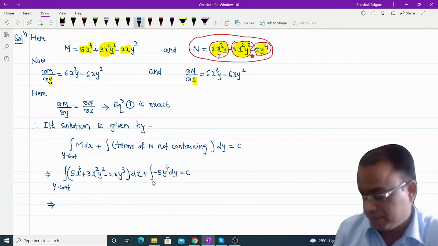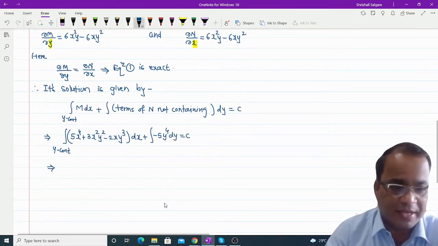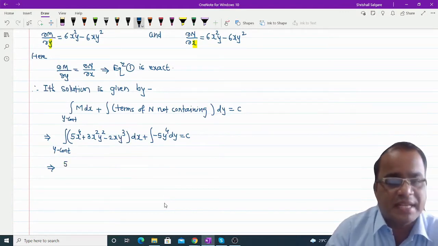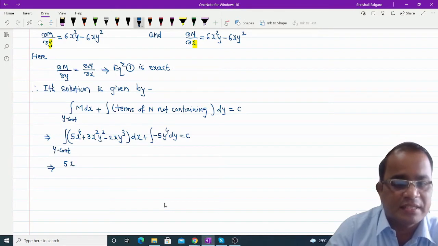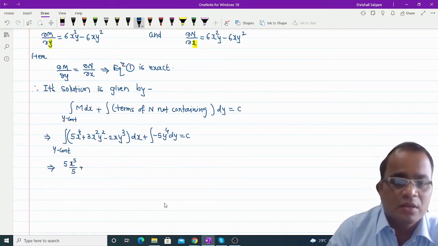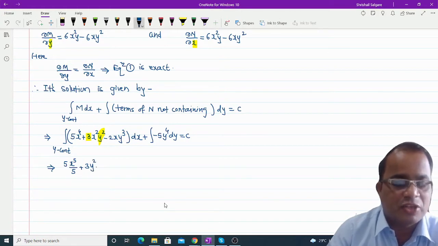Now anyone can tell the integration. Integration of 5x raised to 4 with respect to x. 5 as it is, by using the x raised to n formula, its integration is x raised to 5 divided by 5. Is it right? Plus, with respect to x, 3 is constant, y square is constant. So that's why I will write 3y square as it is. Now integration of x square.